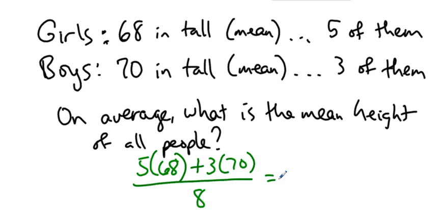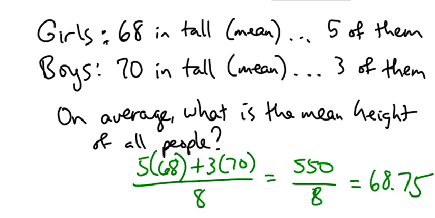So that's, oh my goodness, 340 and 210 is 550 divided by 8. Whatever that is, that's 68.75. Sound reasonable? That is a reasonable height. We expect, if there were just as many girls as boys, we would expect a mean height of 69 inches. But there are more girls than boys, so we would expect the mean of the whole population, well, of the eight students, to be closer to the 68 than to the 70. Okay, well, that makes sense.